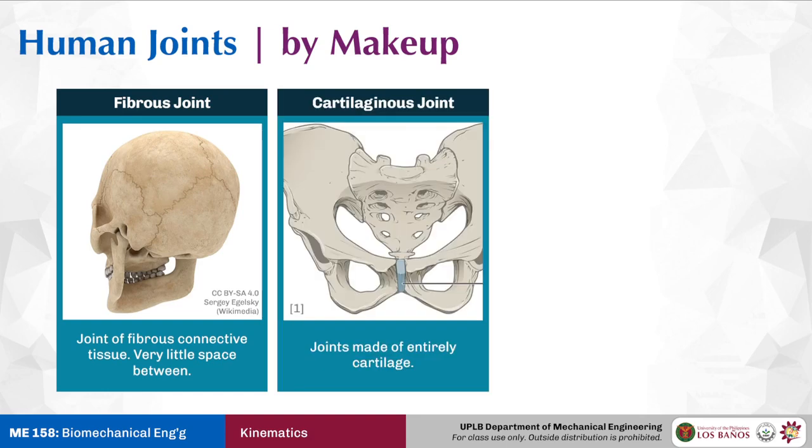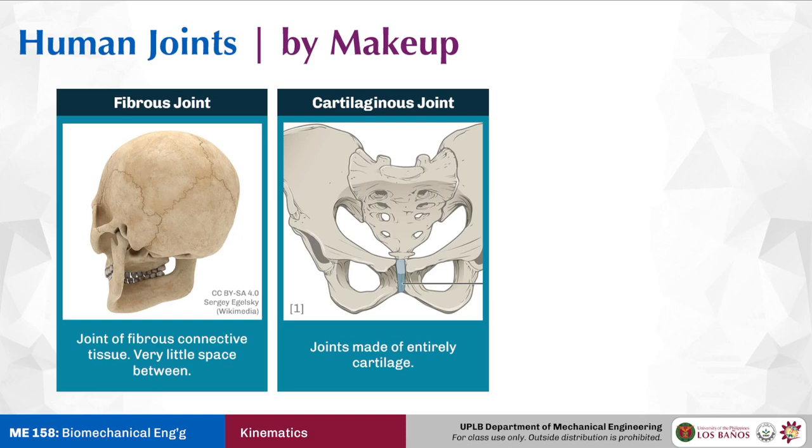The second type is the cartilaginous joint. This has a little more freedom because there is cartilage in the gap between the bones, but they are also a little more restrictive. Not as restrictive as the fibrous joint because there's almost nothing between the bones, but there's still not a lot of wiggle room in the cartilaginous joint.